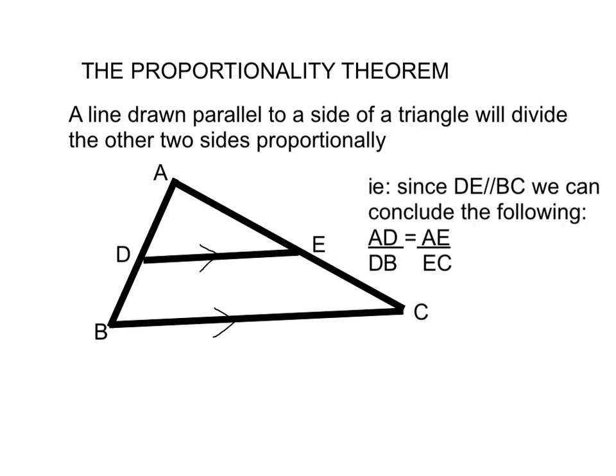Today we're going to look at the proof of the proportionality theorem, and what this theorem states is that if you have a triangle, in this case triangle ABC, and you have a line drawn parallel to a side of the triangle, so in this case DE is parallel to side BC, then the line DE divides the other two sides of the triangle in proportion. What that means is that AD over DB is equal to AE over EC.